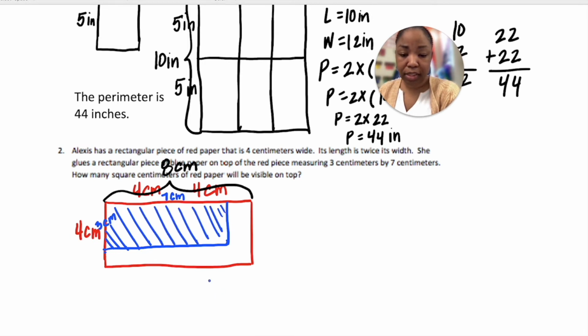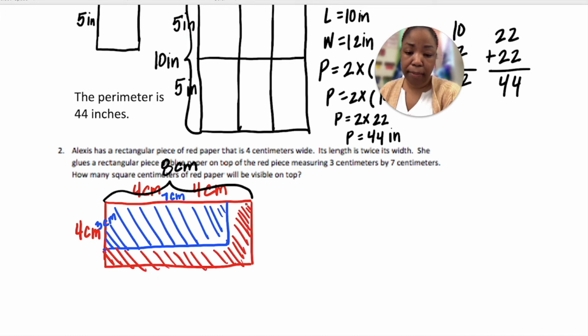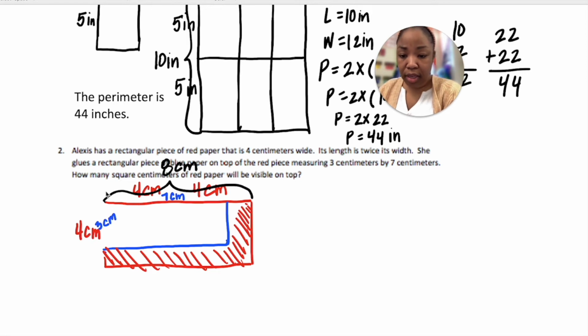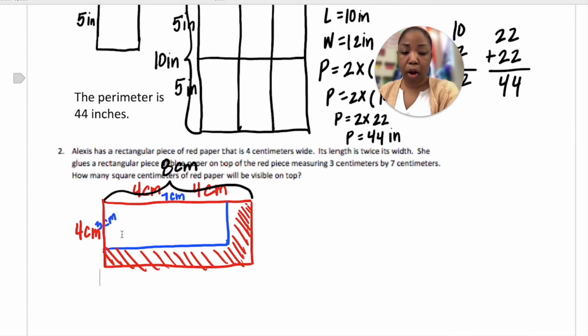Blue here, that's on top of the red. They want to know the square centimeters of the red paper that's still visible. So they're asking you about this part of the construction paper. They want to know about the red part. So actually we can erase these lines and just focus on the red part.